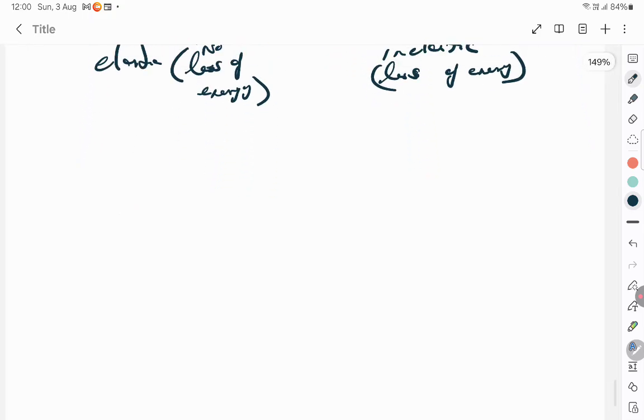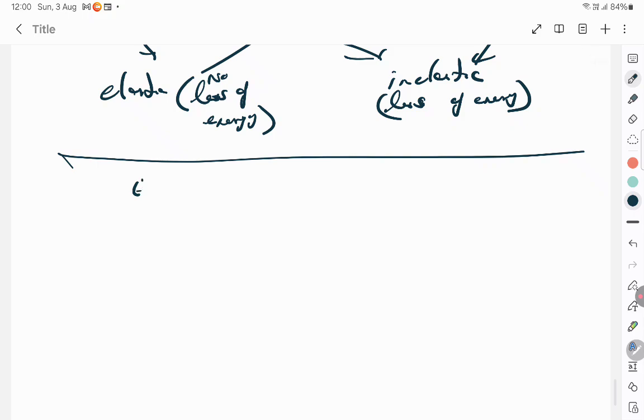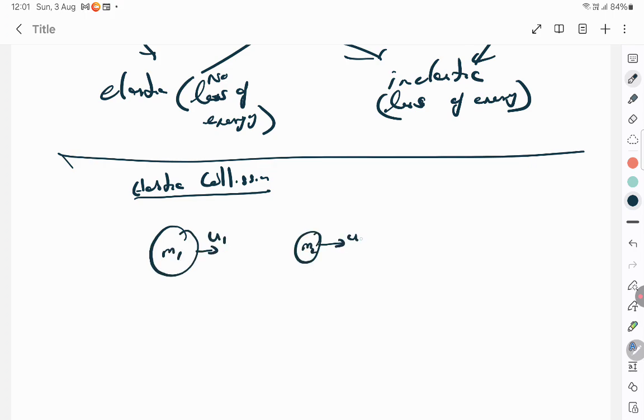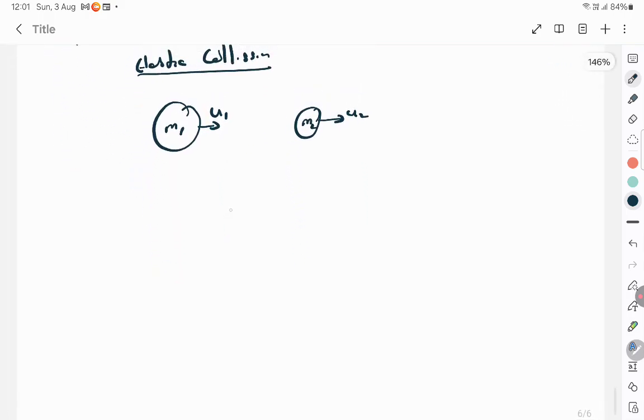So I'm going to teach you something about elastic collision. Let's do elastic collision. Let's take two bodies, one of bigger mass m1 traveling with a velocity u1, and another of small mass m2 traveling with a velocity u2. They both are colliding with each other.